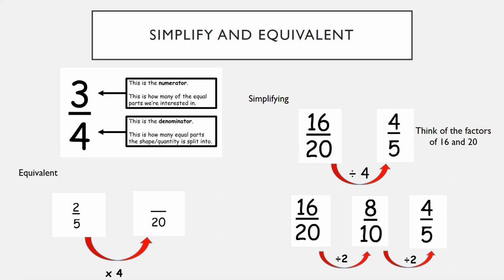Now, whatever I do to one number, I have to do the same thing to the other number. So that means that the top number also needs to be times by 4, and that will give me 8. So 2/5 is equivalent to 8 over 20.